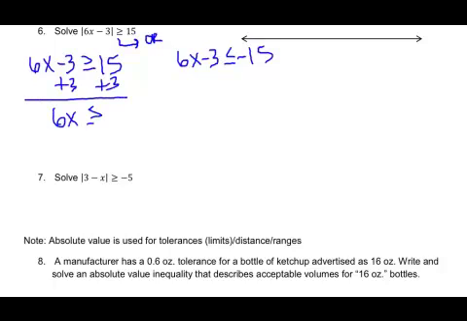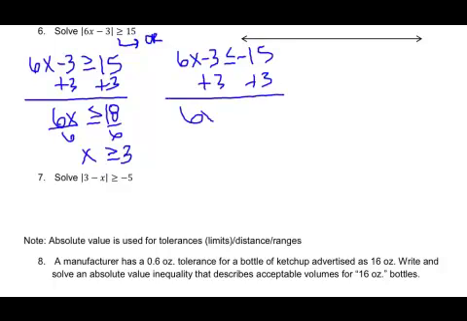6x is greater than or equal to 18. Divide by 6. X is greater than or equal to 3. Second inequality, solving the same as before. So 6x is less than or equal to negative 12. Again, we're dividing by 6. So x is less than or equal to negative 2.